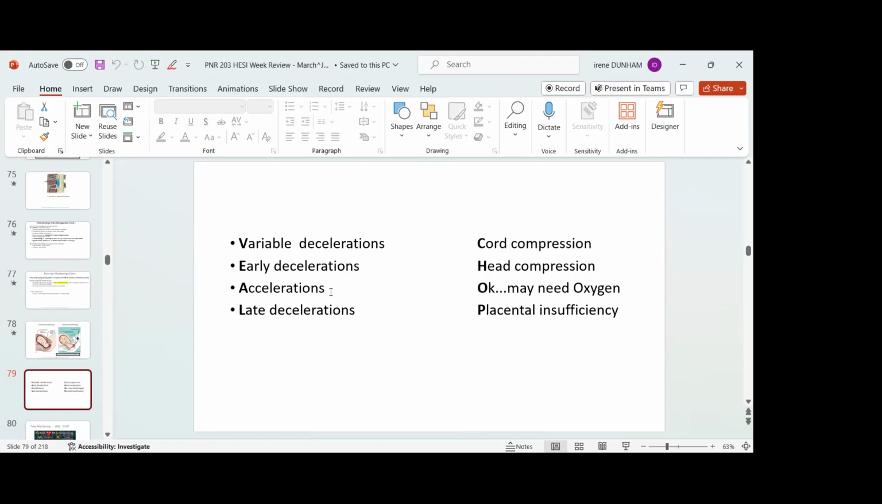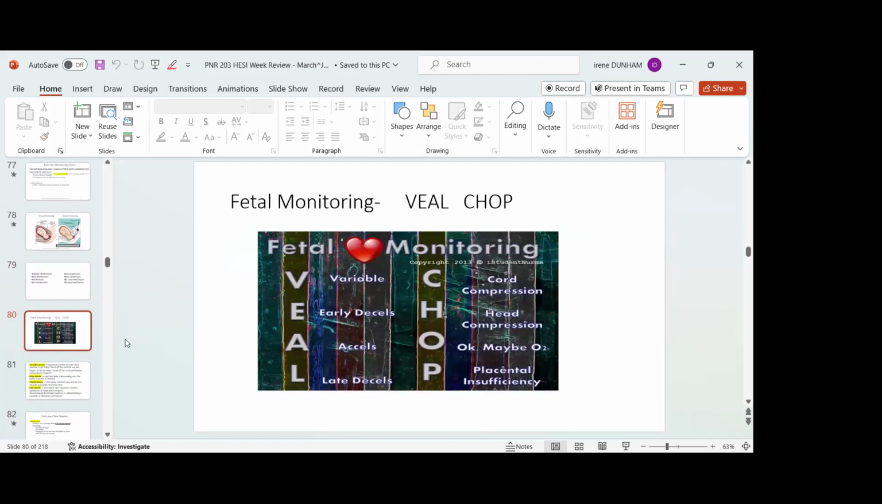Now, accelerations are A-okay, guys. They're good. Remember, I showed you accelerations of the heartbeat. They're good. Now, she might need a little oxygen, especially if she's in active labor, but usually accelerations are what we call A-okay. And then you have late decelerations. Remember we talked about the placenta and the uterus, perfusing and getting enough oxygen, enough blood. Well, if you don't have that and you have uteroplacental insufficiency, you have late decelerations. So there's your mnemonic and your monitoring of your different ones.